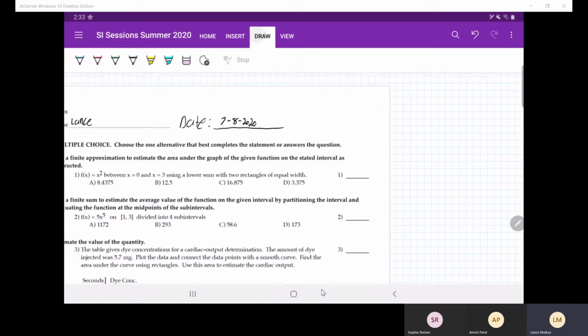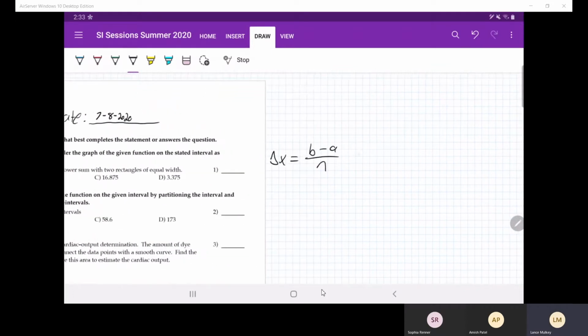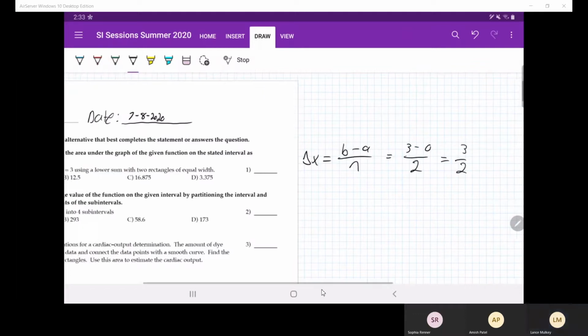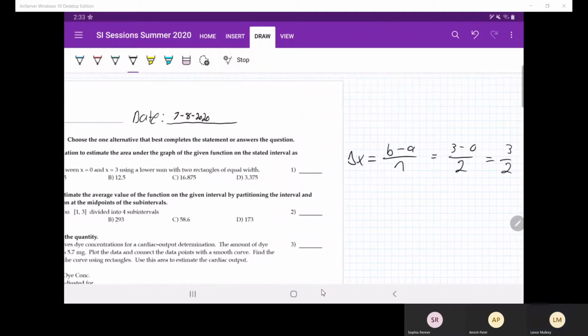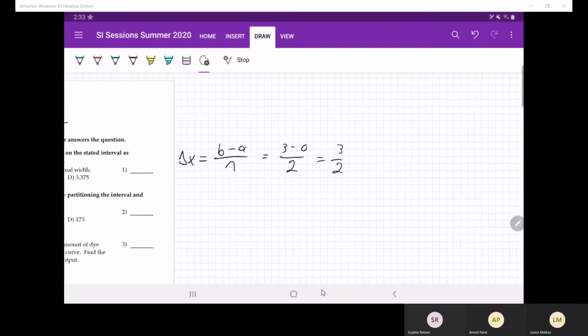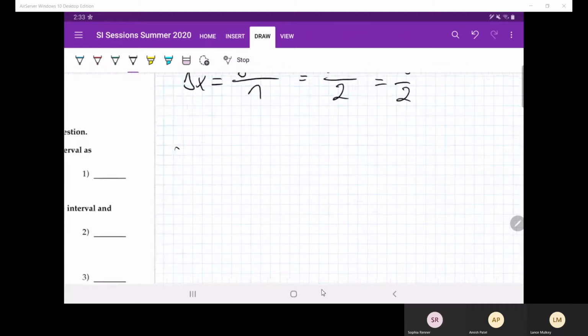So the first thing I usually do when I'm solving these is find delta x, and delta x equals b minus a over n, where n is the number of rectangles and b is the far right. That equals 3 minus 0 over 2, which equals 3 halves. So that's delta x. Y'all following along so far? All right.